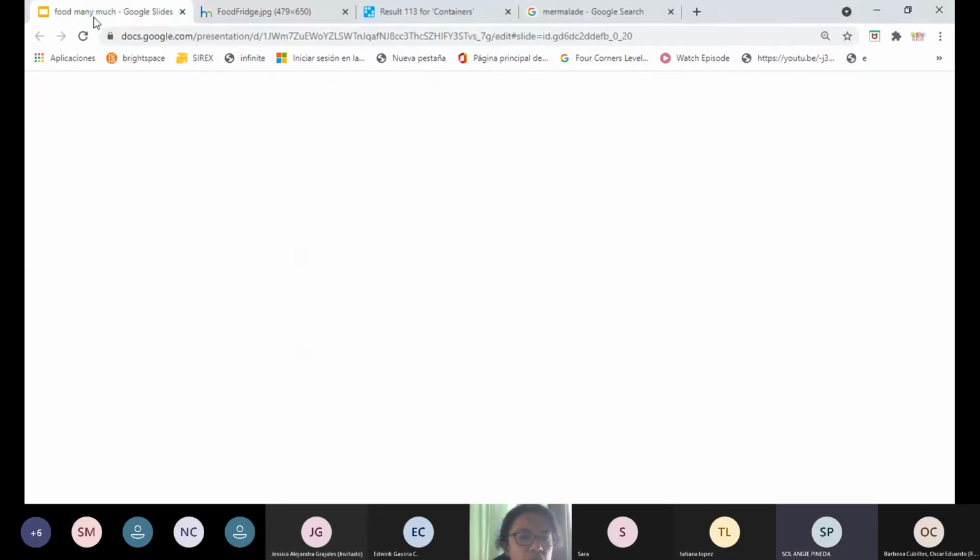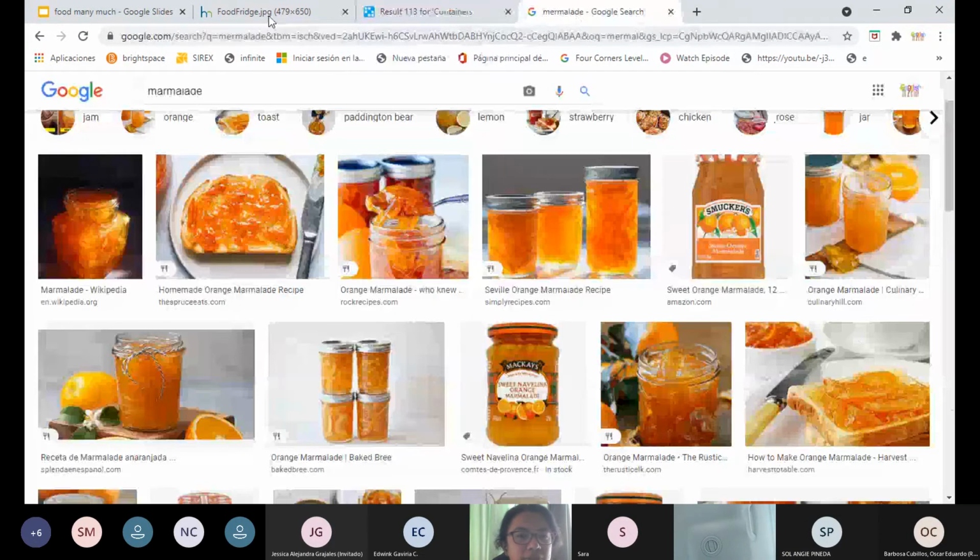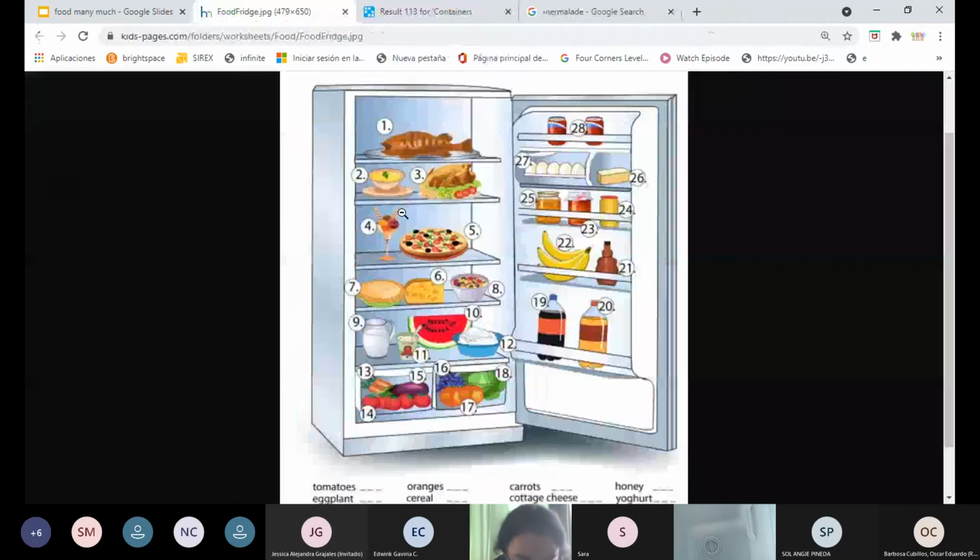¿Cuánto pescado hay? Ya, miren la imagen. Okay. ¿Recuerda que estamos practicando? ¿Qué es lo que estamos practicando hoy? Cantidad. Es como preguntar las cantidades. Entonces, ¿cuánto hay? ¿Cuánto es? Entonces, estamos preguntando. Si vamos a preguntar por el pescado, how much fish is there, Solange?